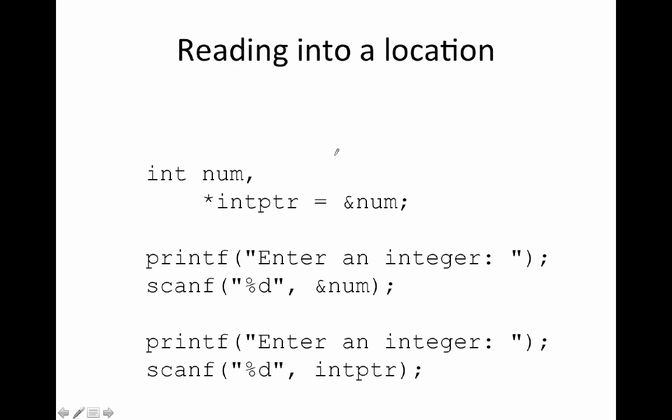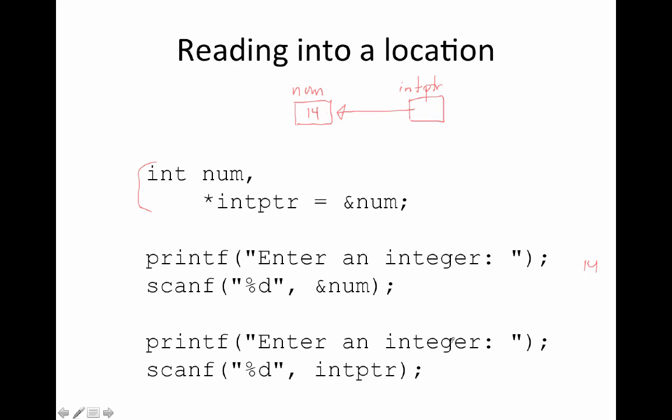Okay, what about reading into a location? So here I'm declaring two variables. So I've got a variable num, so that's one location, and I've got int pointer, that's another location, and we're storing in int pointer the address of num, so it points to that location. So I could prompt the user to enter an integer and read into the address of num. So I want the function scanf to store the value in the location of num. So let's say the user types in 14. Okay, so we're storing that 14 in the address of num. We're storing it in that location.